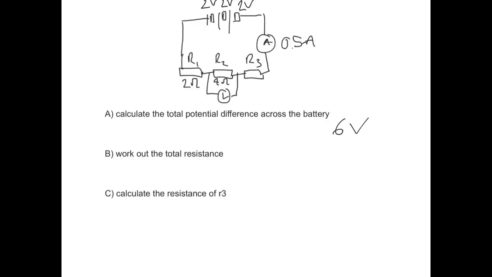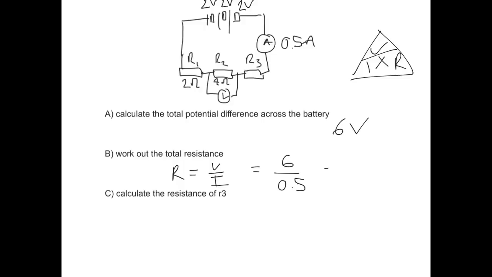So we're going to have to do this a different way, and we're going to use this equation triangle. So resistance is V divided by I. The V is 6, which I just worked out. I is 0.5, given by the ammeter, and therefore the answer is 12, and the units are ohms. Okay, finally calculate the resistance of R3. So if we know that the total resistance is 12 ohms, but we've been given R1 and R2, that's 6 ohms. That tells us the difference between those two values will be R3's value. So 12 take 6 is obviously 6, and that is 6 ohms.